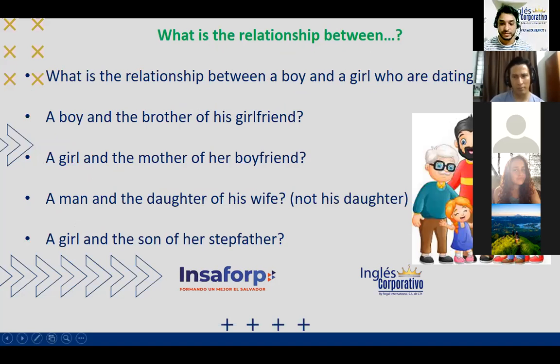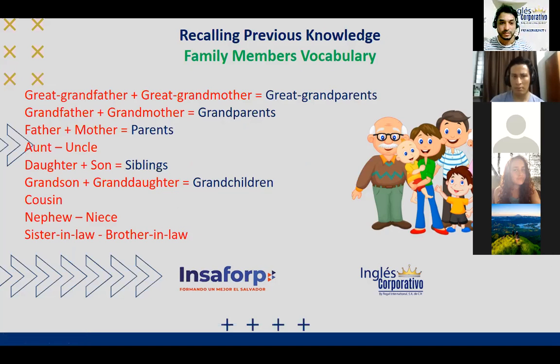Okay, let's see, sister-in-law and brother-in-law is when, son hijos de tu madrastra. Well, sister-in-law will be, imagine I have a girlfriend and that girlfriend has a brother. Her brother will be my brother-in-law. Or if she has a sister, her sister will be my sister-in-law.